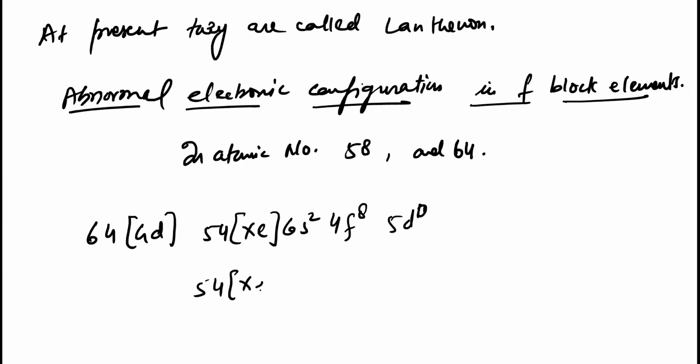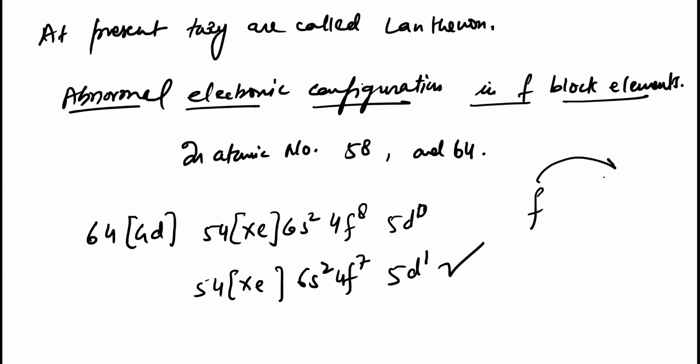actually it is Xe 6s2 4f7 and this is 5d1. Okay, so this is an exception in 64. An electron from the f orbital jumps to the d orbital. In the d-block, the electron was jumping from s to d. Got it? Here from f it is jumping to d. Are you getting it?